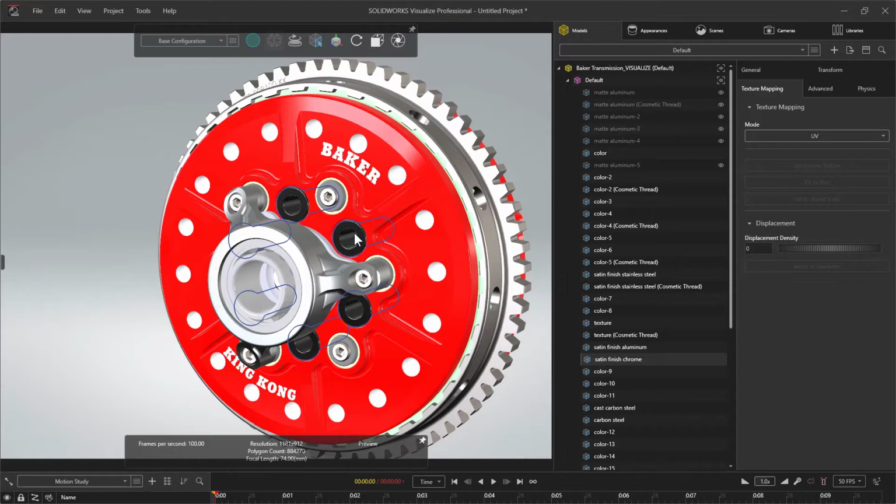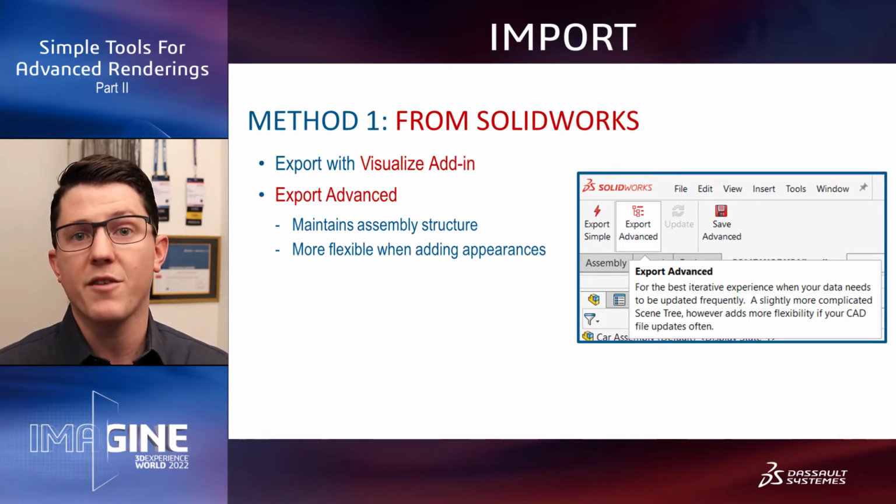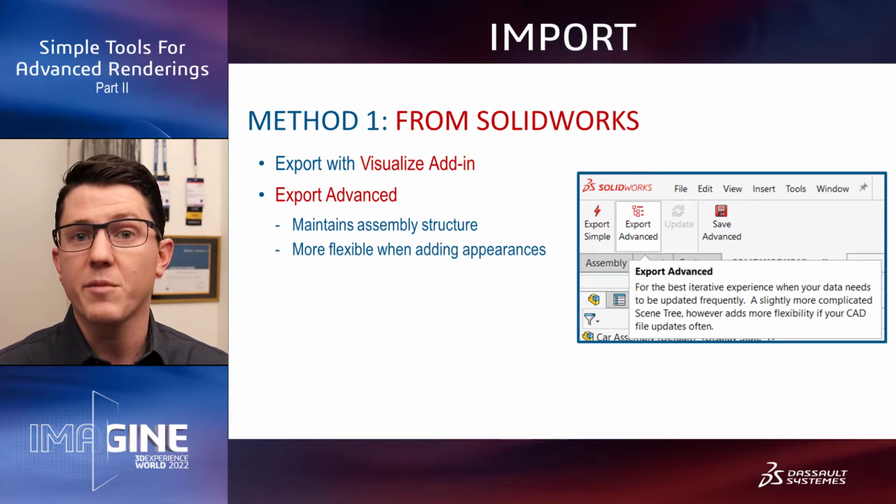Let's go ahead and take a look at the Export Advanced because it also allows for a few other options that we'll be taking advantage of. The other option within the Visualize add-in is to Export Advanced. And Export Advanced creates a more similar feature tree inside Visualize, which allows us to have more specific control over individual components when adding appearances. Let's go take a look now.